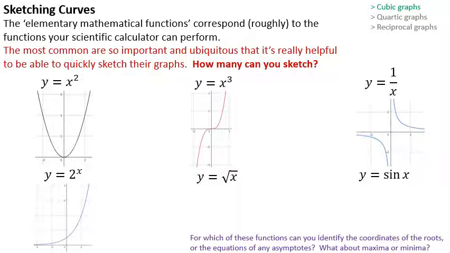2 to the x is always greater than 0. It never touches the x-axis, and it never goes below the x-axis. So the x-axis itself, the line y equals 0, is a horizontal asymptote. But don't be fooled, there are no vertical asymptotes here. Even if the curve might look like it starts to become vertical, it never does. It's just growing faster and faster.